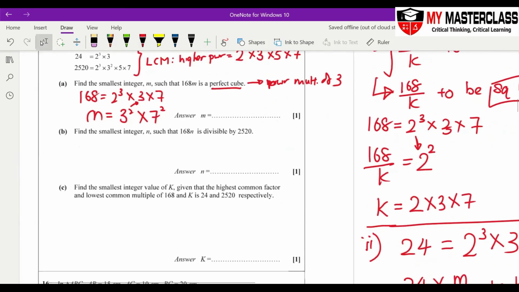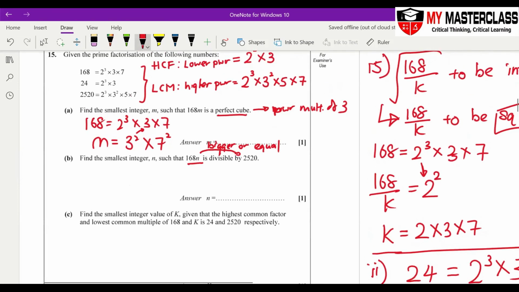Bear with me a while because this one you're done already. For 168n to be divisible by 2520, 168n must be, write down, greater than or equal to 2520. Usually how I do it is I write down 2520 here. 2520 is equal to 2 power 3 times 3 square times 5 times 7. So this is my 2520.